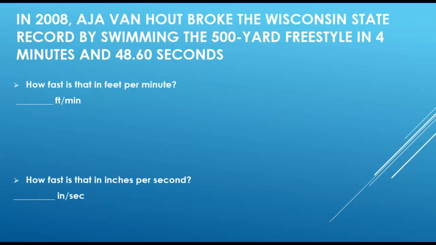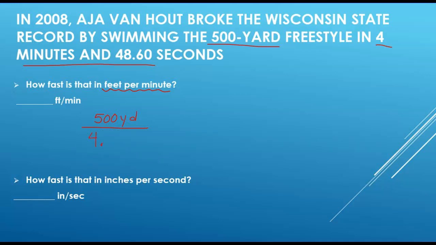In 2008, Aja van Hoot, I hope I said that correctly, broke the Wisconsin state record by swimming the 500-yard freestyle in 4 minutes and 48.6 seconds. And we need to figure out how many feet that is per minute. Well, I know I have 500 yards in 4 minutes and 48.6 seconds. Well, that's not 4.486.